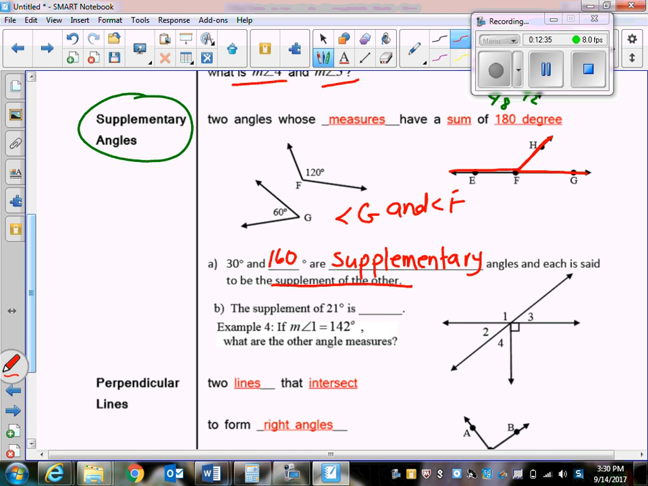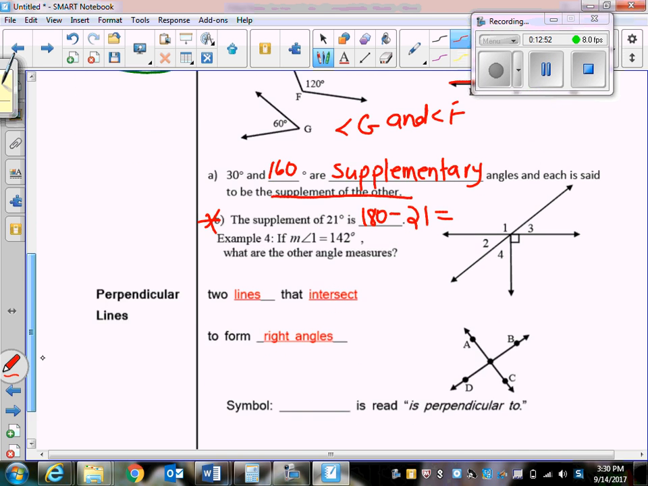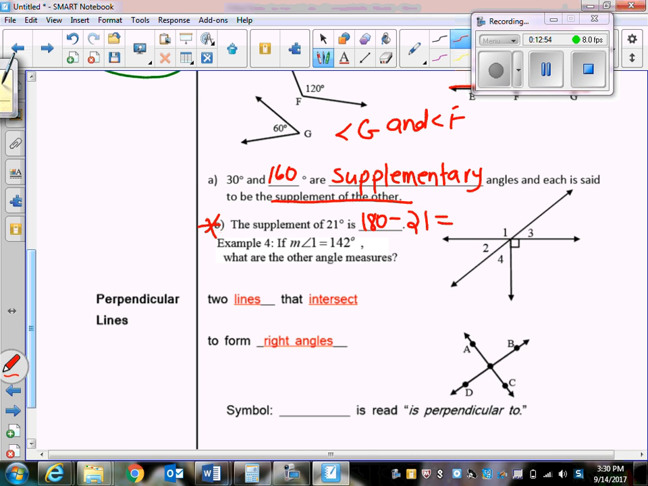So again, in this kind of question, what is the supplement of a 21 degree angle? All you do is, since supplement is 180, you do 180 minus 21. So you can go ahead. In this case, they gave you 142.